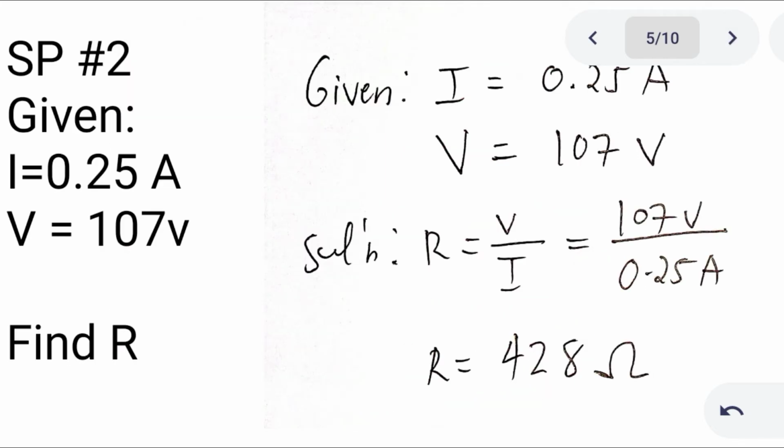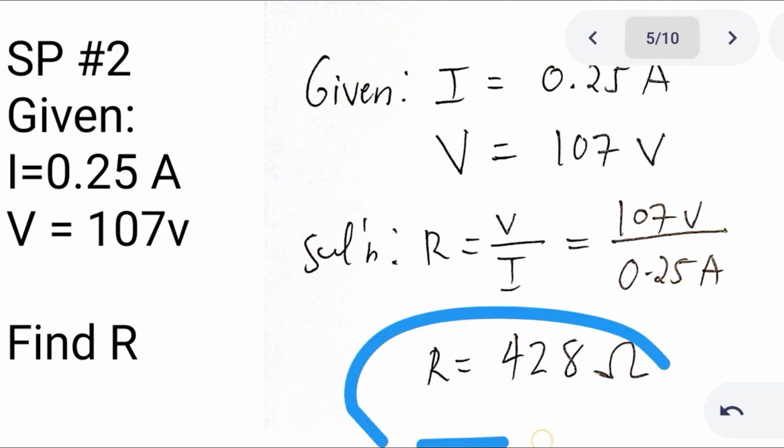And then another sample problem, number 2. For example, you are given a current of 0.25 ampere and a voltage of, let's say, 107 volts. You have to find the resistance. The solution for this one: R equals voltage over the ampere, which is 107 volts over 0.25 ampere. Dividing that, volts over ampere is ohms, that is 428 ohms.